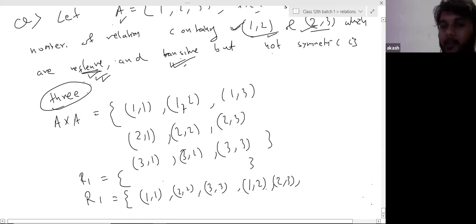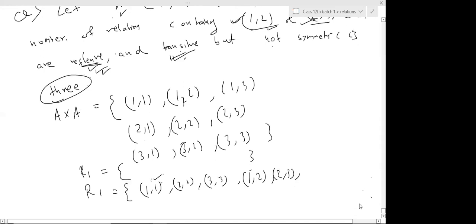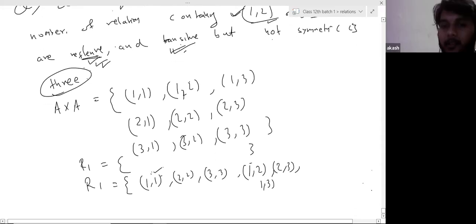Let's check, this is not transitive because (1,2) is there. Why should we write (1,3)? Because there is no transitive element for (1,2) and (2,3). Right. So we should write (1,3) here for this to be transitive.